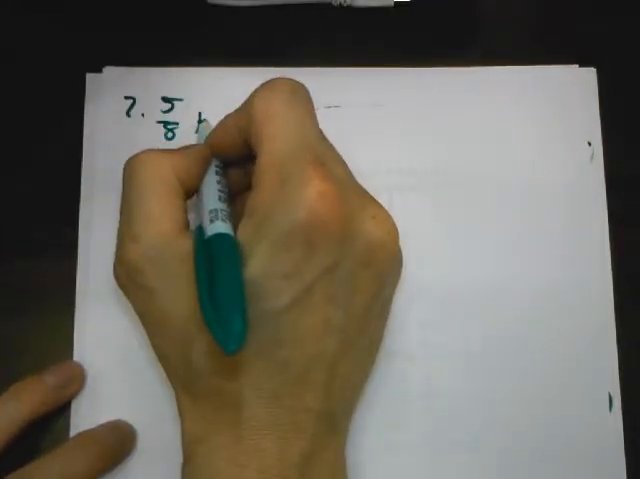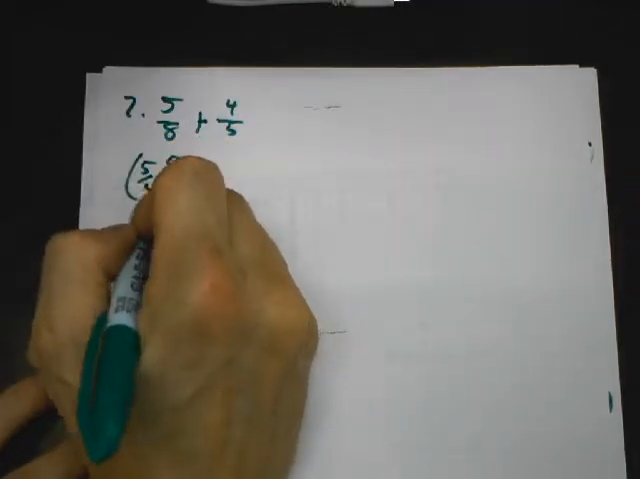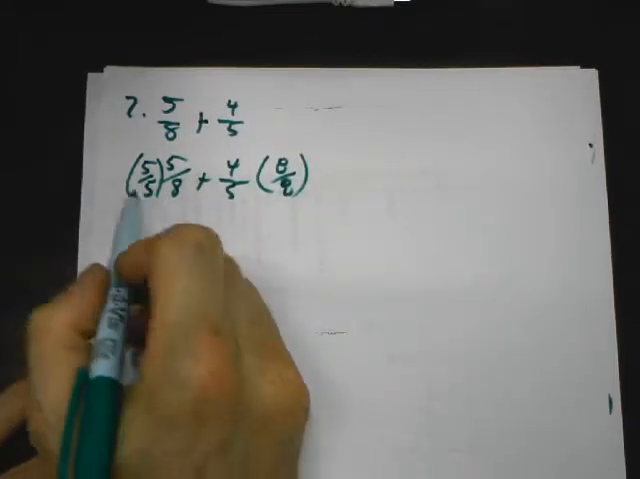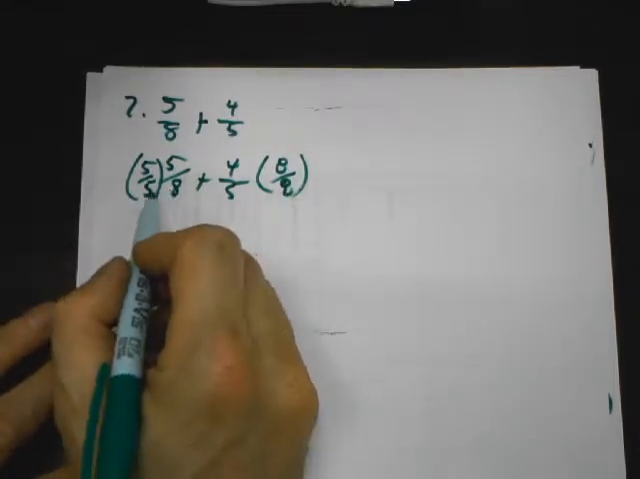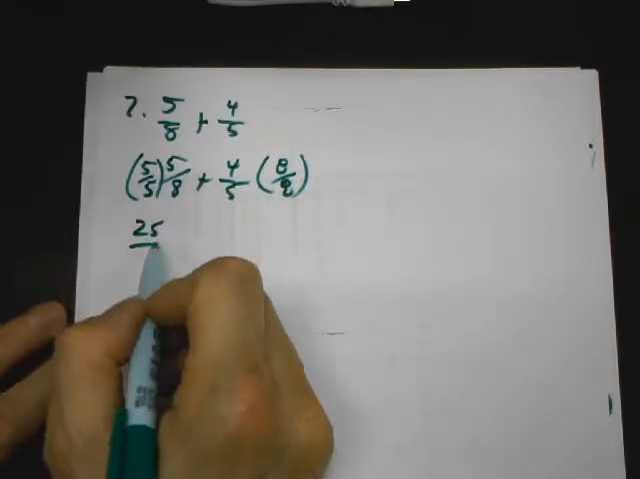Number 7, we have 5/8 plus 4/5. Now, we're going to need to get a common denominator. So the LCD is 40. The first time these 8 and 5 are going to be the same as 40. So I multiply the top and the bottom by 5.